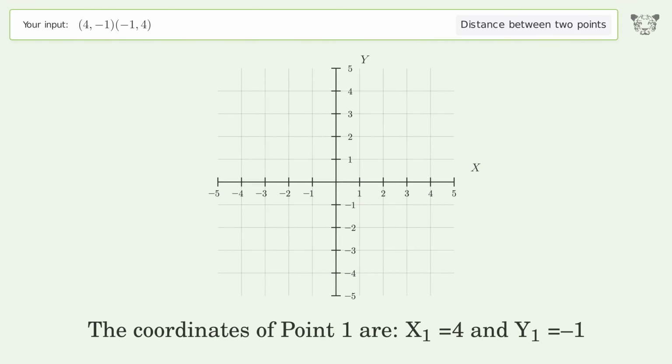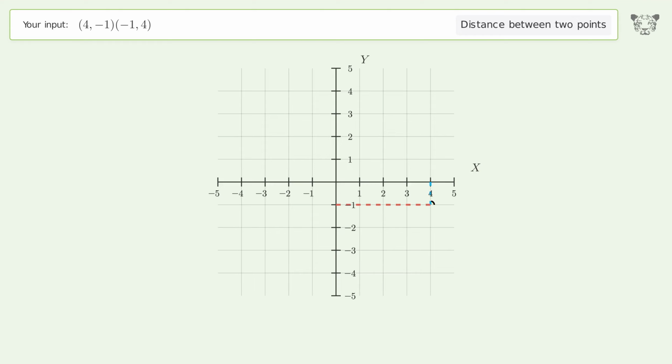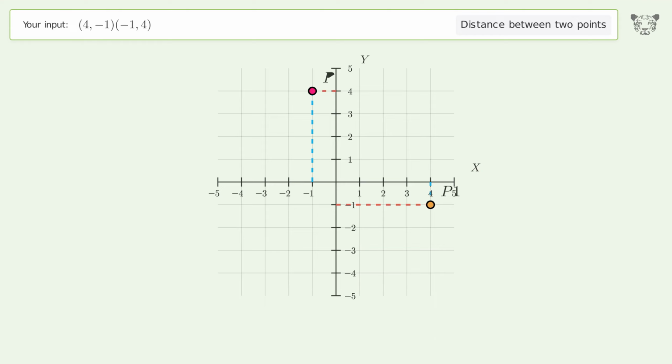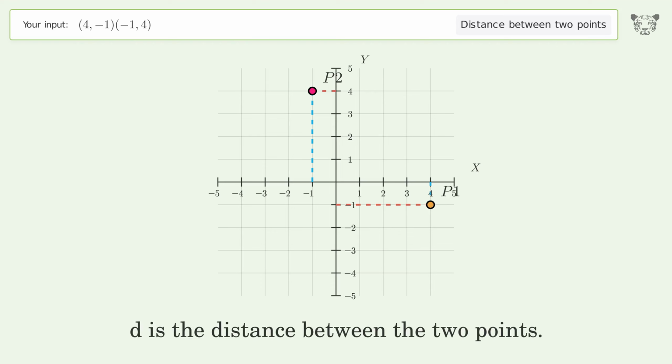The coordinates of point 1 are, x1 equals 4 and y1 equals -1. The coordinates of point 2 are, x2 equals -1 and y2 equals 4. D is the distance between the 2 points.